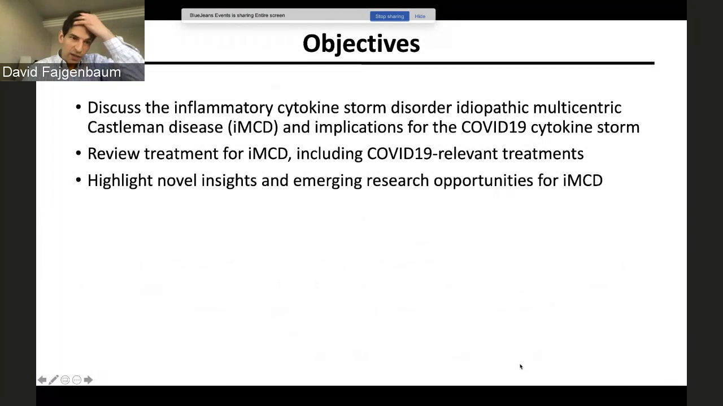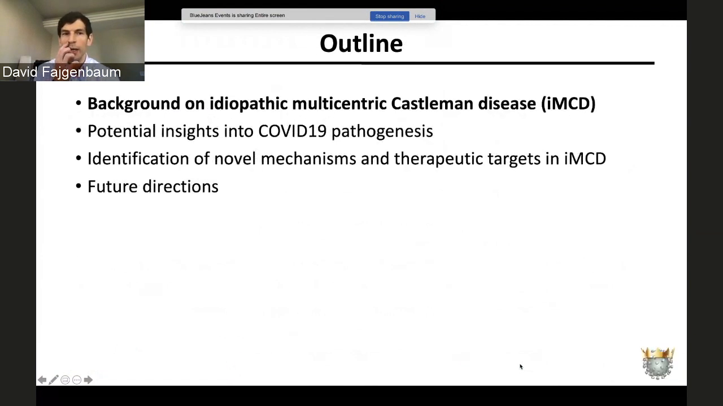My three main objectives for today are to discuss the cytokine storm disorder idiopathic multicenter Castleman disease and what we can apply from what we know about iMCD to treating and caring for patients with COVID-19, to review treatment of iMCD, and also to highlight some novel insights and research that has recently emerged related to iMCD. So my plan for today is to start with a basic background of iMCD, talk about some potential insights into COVID-19, and then highlight some novel mechanisms and targets we've uncovered in iMCD, which could potentially be a blueprint for some steps that could be taken for COVID.